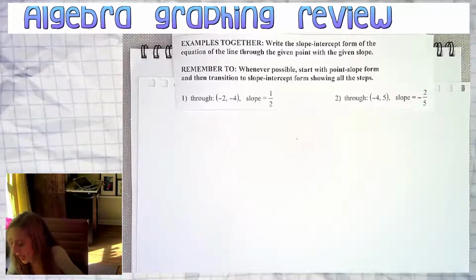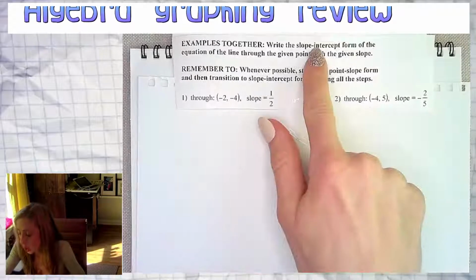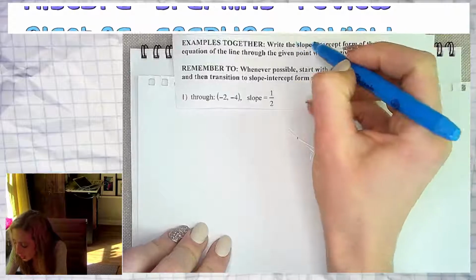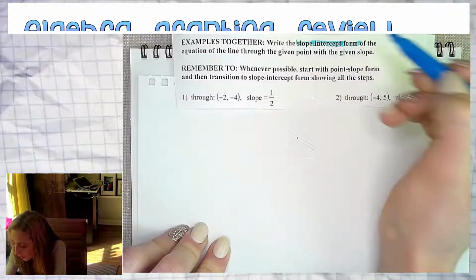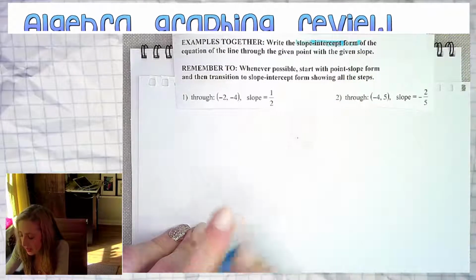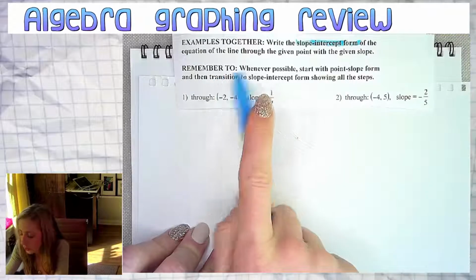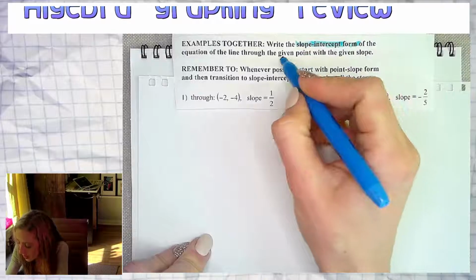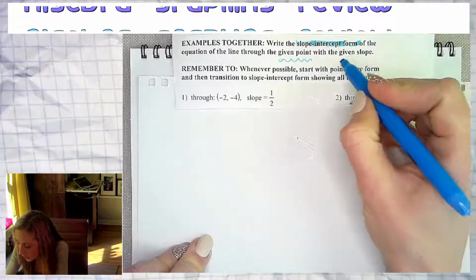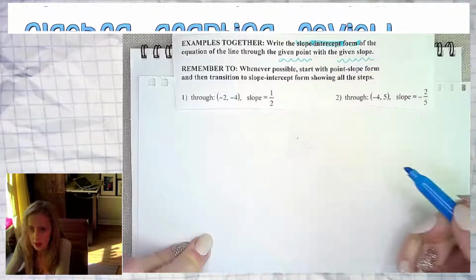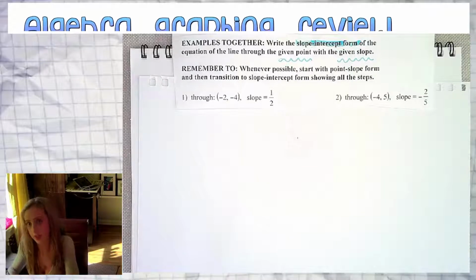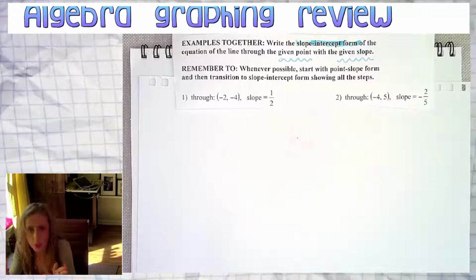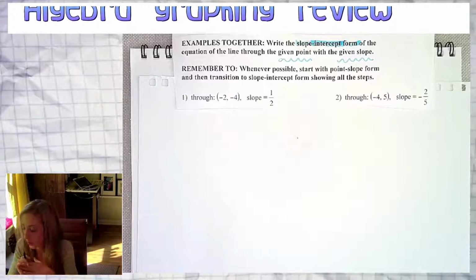Here the directions say, write the slope intercept form of the equation of the line through the given point with the given slope. Now, you're given a point and given a slope, an alarm should go off in your head. That's the alarm. If you could hear the siren outside. Point slope form, point slope form, point slope form. You're going to use point slope form.